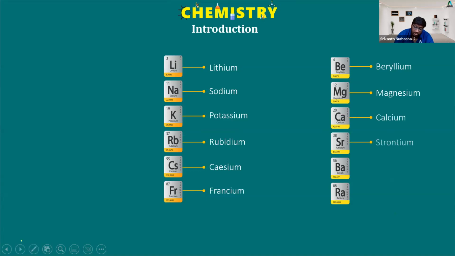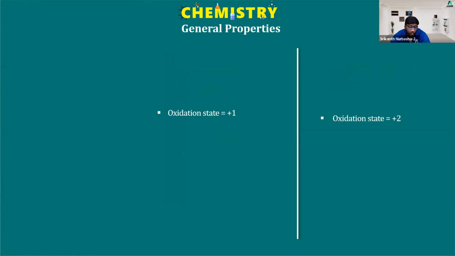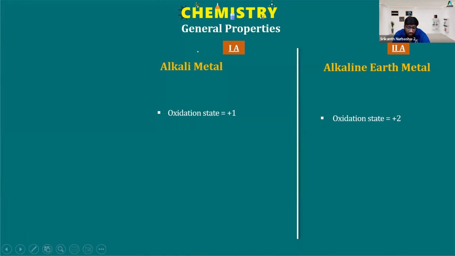S block elements are also called alkali metals. Group 1A are called alkali metals, and group 2A are called alkaline earth metals. Right, very good. So 1A and 2A. If you write the electronic configuration of alkali metals like lithium, sodium, potassium, the outermost electronic configuration will have one electron, because they are filled after the inert gas of the previous period. When you fill one electron immediately after it, you get the respective alkali metal.